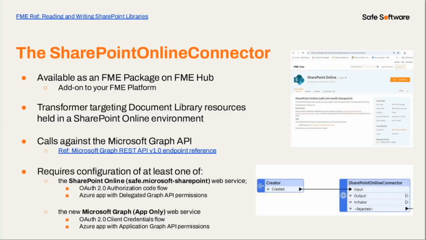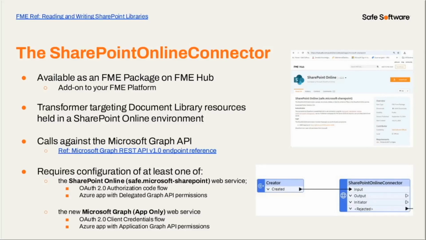If you have a valid Microsoft username and password, and your Azure registered app has delegated Graph API permissions, then you could configure the Microsoft SharePoint web service, the top one shown there. If, however, you do not have a valid Microsoft username and password, or your Azure registered app has application Graph API permissions applied, then you would need to make use of the Microsoft Graph app-only web service, which again is new for FME Form 2024.1.